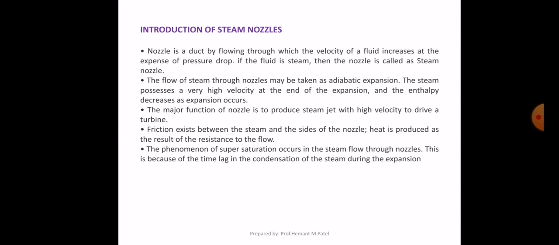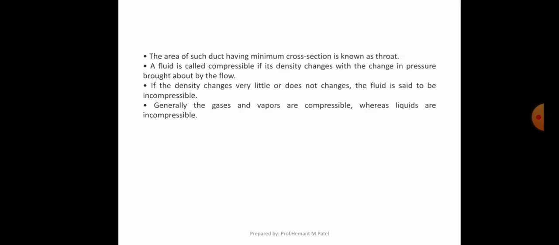Friction exists between the steam and the side of the nozzle. Heat is produced as the result of the resistance to the flow. The phenomenon of supersaturation occurs in the steam flow through the nozzles. This is because of the time lag in the condensation of the steam during the expansion. So first of all, the basic thing is that we utilize the nozzle to increase the velocity of a particular fluid. The area of such a duct having minimum cross section is known as the throat.